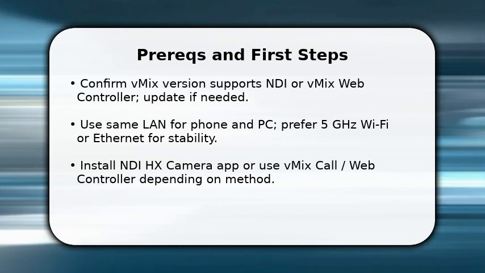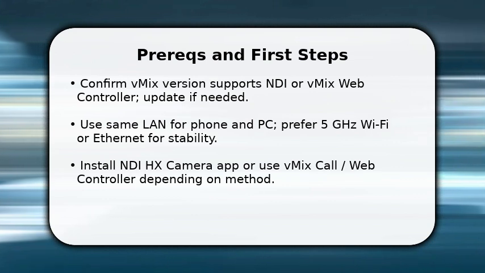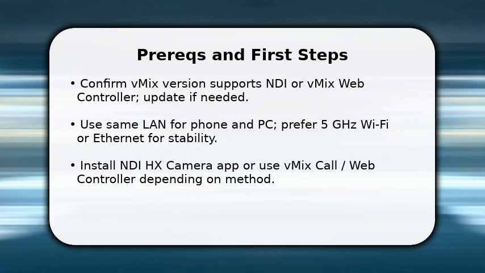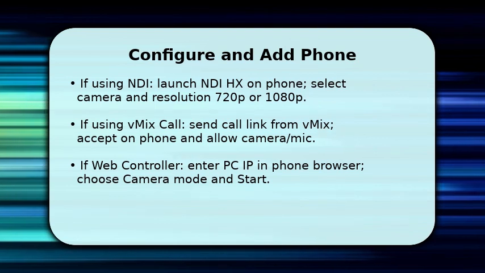Then open vMix and enable NDI and vMix Call or Web Controller as required. These options let vMix discover your phone stream. You do this now so discovery and addressing happen smoothly, avoiding later troubleshooting and saving time when you next configure the specific connection method.